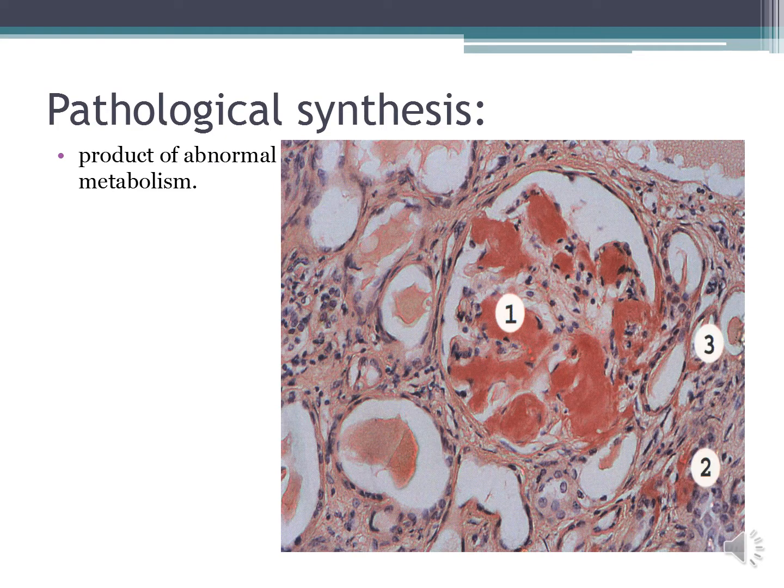And pathological synthesis. It is a product of abnormal metabolism. So, for example, here we see amyloidosis. Number 1, we see the accumulations of amyloid, which is a result of pathological synthesis, because in a normal situation we can't see amyloid in the human body.